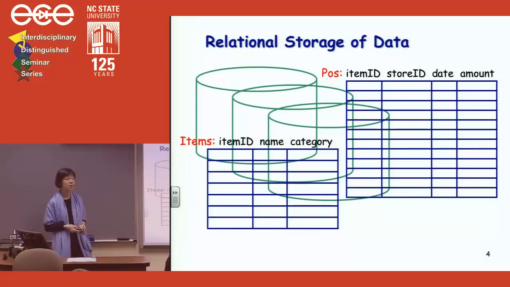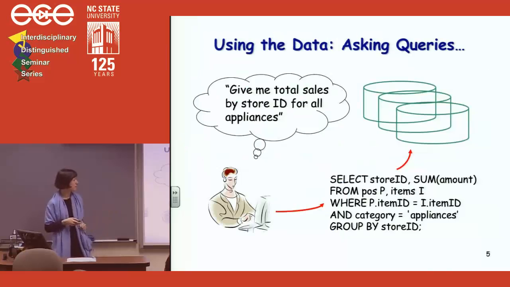Okay, perfect. So let's imagine this is a data analyst. And one very useful consequence of the data being stored in the relational format as tables is that users can ask English-like, very intuitive queries on the data. So if a data analyst wants to say, give me total sales by store ID for all appliances, and the table that she has in mind is this point of sale transaction table, then you have a more or less intuitive way of writing this particular question, right?